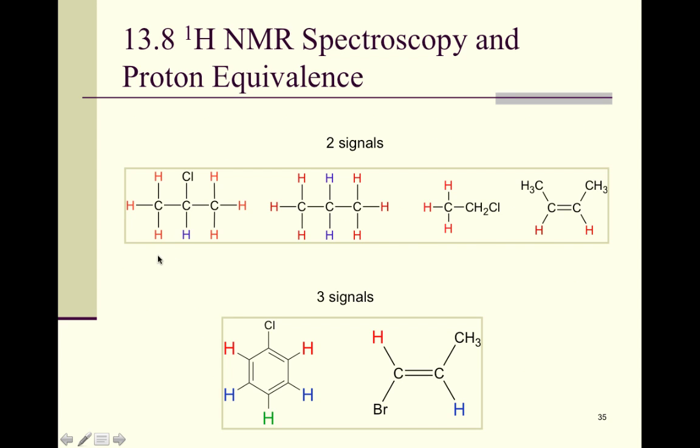Here I'm showing you a group of different molecules that would give us two signals. So let's see if we can find the two different types of hydrogen. On this molecule, I have a chlorine coming off carbon number 2. The carbon in the middle here has a single hydrogen attached, and that's a completely different environment than all the other hydrogens. So that would be one signal.